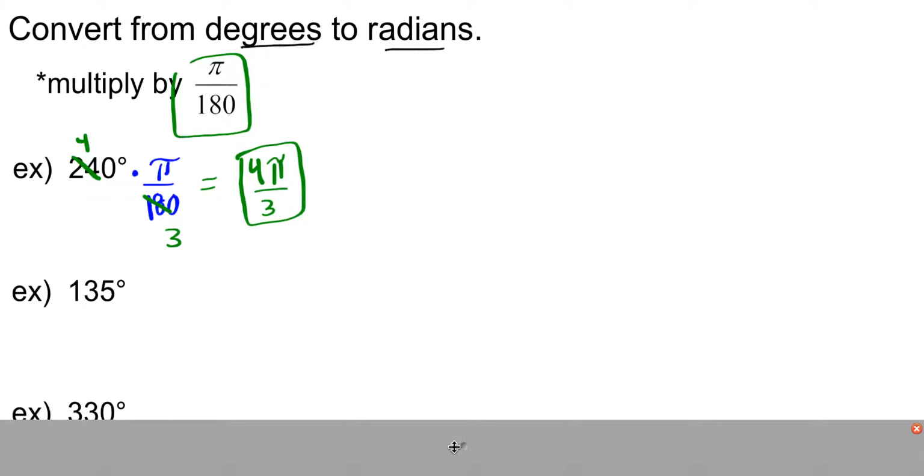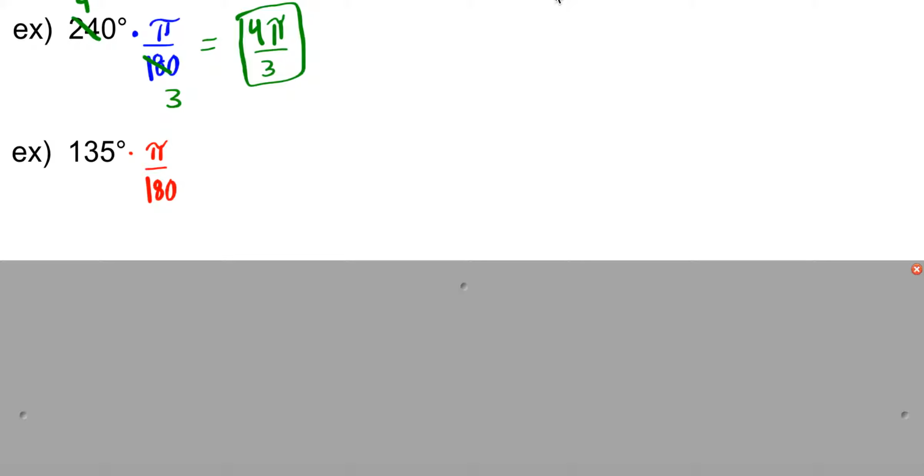Let's take 135 degrees. Now we're converting from degrees to radians, so we're going to multiply this by pi over 180. And you can simplify the 135 over 180. You can certainly use your calculator to do that. I happen to know that 45 goes into both of them. 45 goes into 135 3 times, and 45 goes into 180 4 times. So this gives me 3 pi, 3 times pi is 3 pi, over 4.